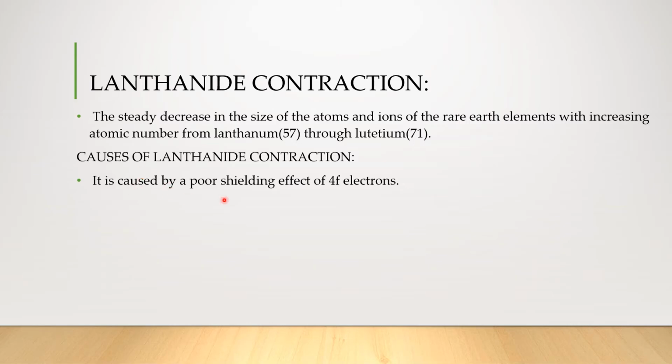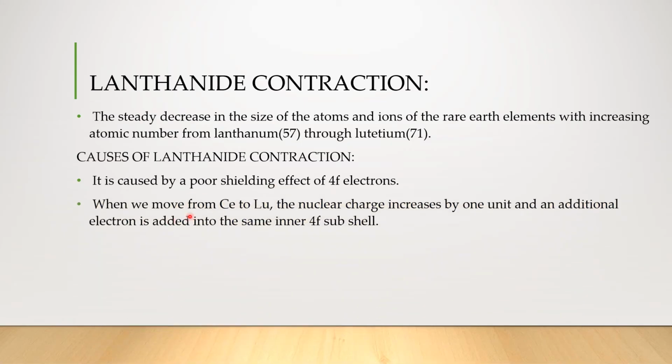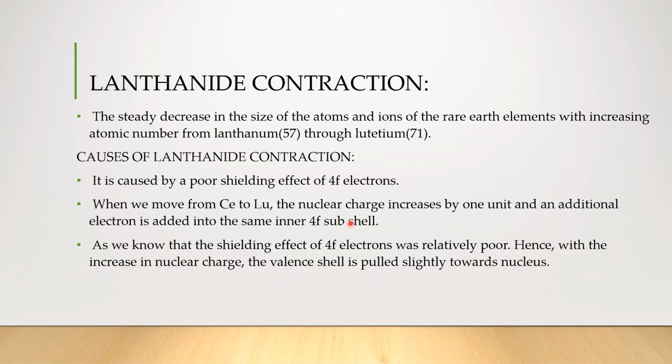Okay, and it is caused by a poor shielding effect of 4f electrons. Okay, as we know that lanthanide series is 4f series, so poor shielding of 4f electrons. And the next one is when we move from cerium to lutetium, the nuclear charge increases by 1 unit, and an additional electron is added to the same inner 4f section. When nuclear charge increases, an electron is added in the 4f section. Okay, and then we know that the shielding effect of 4f electrons is relatively very poor. Okay, and with increase in nuclear charge, the valence shell is pulled slightly towards the nucleus.